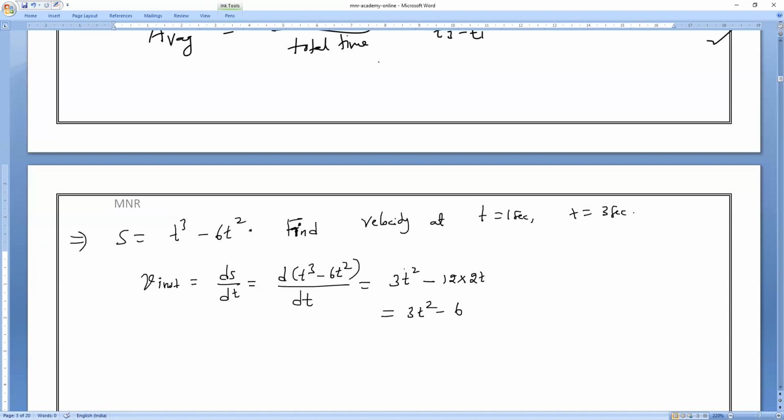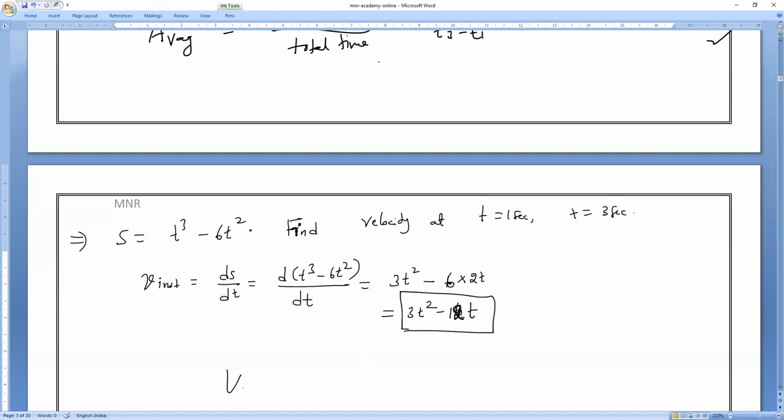Sorry, 6 is already written. Here, 6 t into 6. 6 into 2, 6 into 2, which is equal to 12t. So that is the ds by dt.